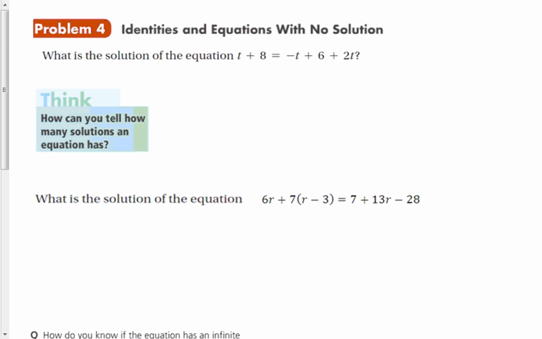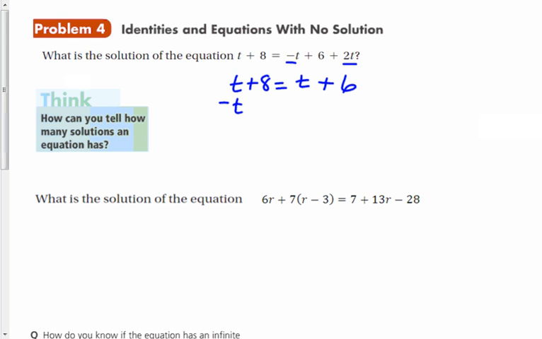All right, identities and equations with no solutions. Let's check this one out here and just see what happens when I go through the steps of solving it. So let's start by simplifying this side. So we get t plus 8 equals negative 1t plus 2t is 1t plus 6. And just look at that closely and think about that. So you have some number t, you add 8, and you want to make that equal that same number t plus 6. I just don't think it's going to work out.